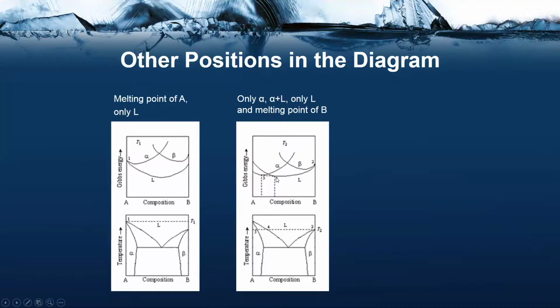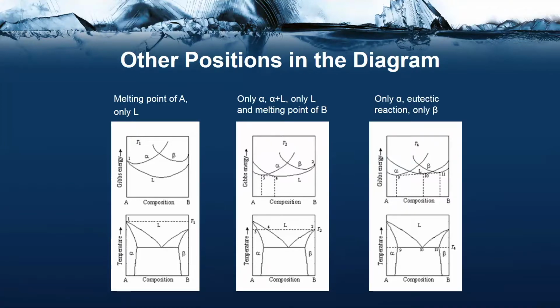Moving forward between 4 and 100% B, you can see that the liquid phase has the lowest overall Gibbs free energy of the system. However, when you reach 100% B or composition 2, you will see that the beta phase of 100% B and the liquid phase of 100% B have the same Gibbs free energy, and therefore they are in equilibrium and we have the melting point of B.